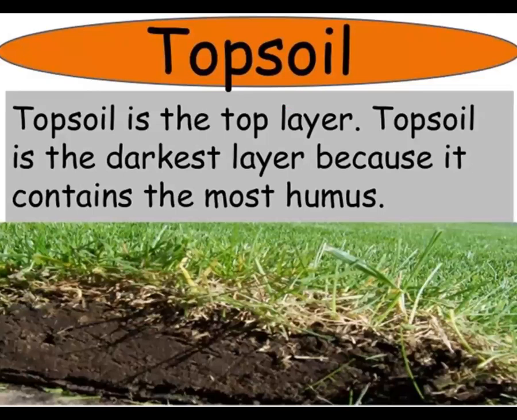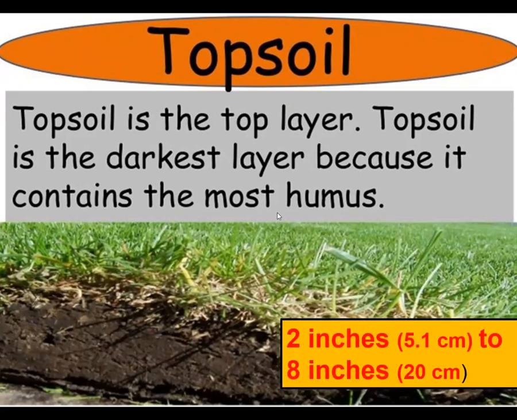Let us first define topsoil. The topsoil is the top layer of the soil. Topsoil is the darkest layer because it contains the most humus. The topsoil is very thin though. It is the most important layer of the soil, but it's also the thinnest.